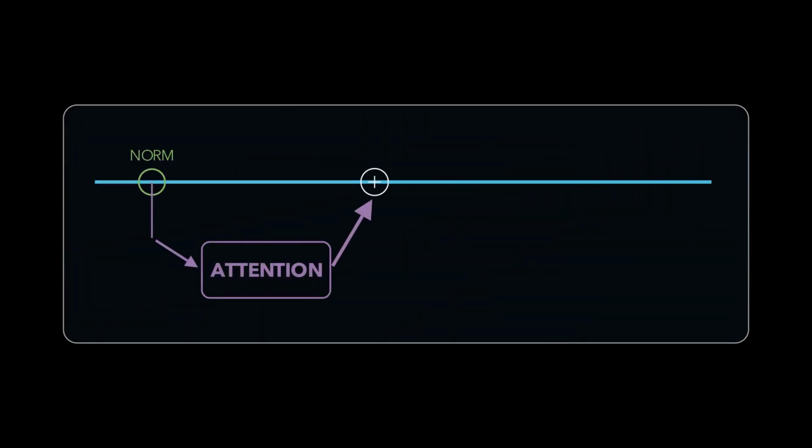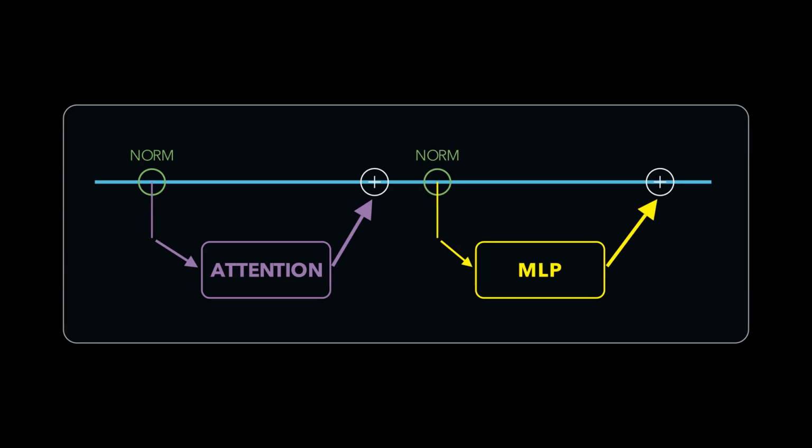Now the full floor is visible. Normalize a state. Use attention to exchange information across positions. Add that update to the running state. Normalize again. Transform each position through the MLP. Add that update too. Two learned transformations, two residual returns, one continuous stream.